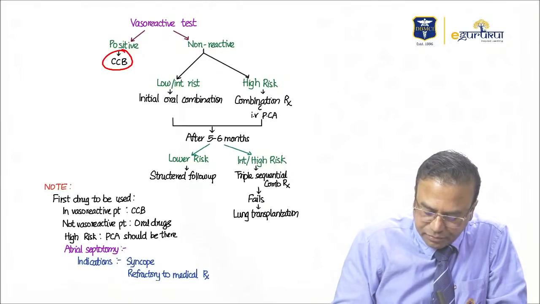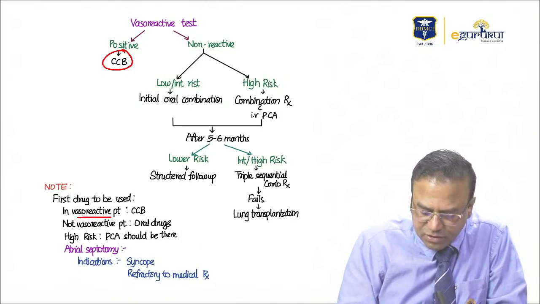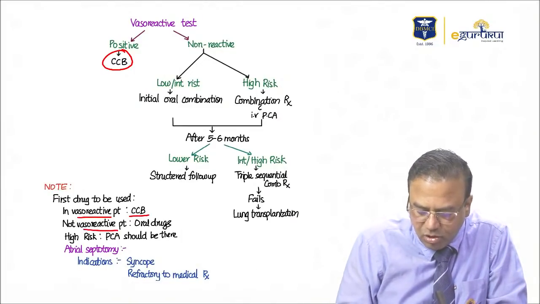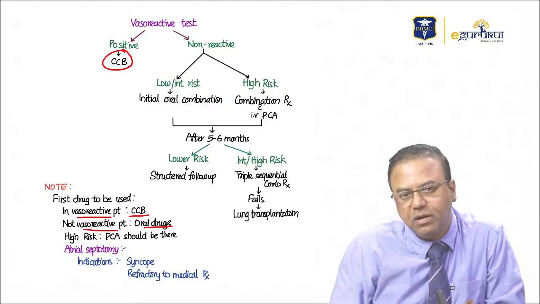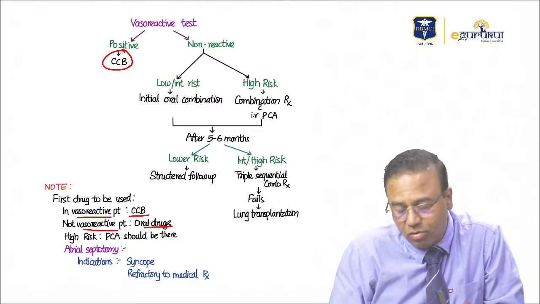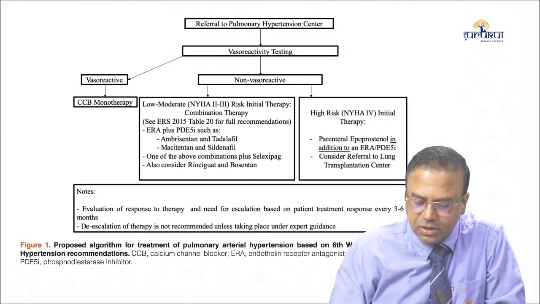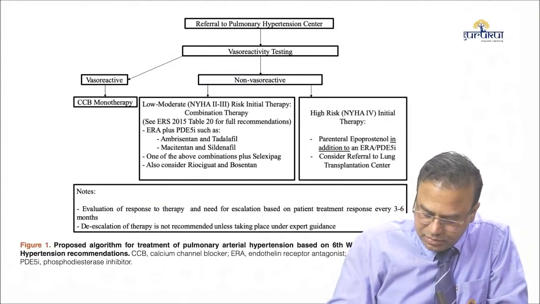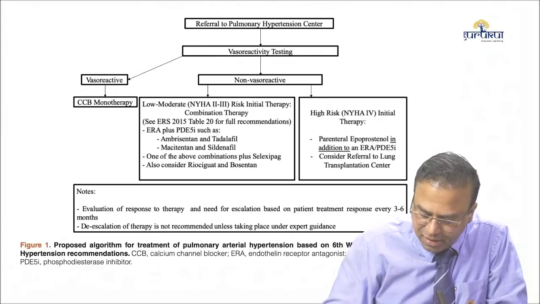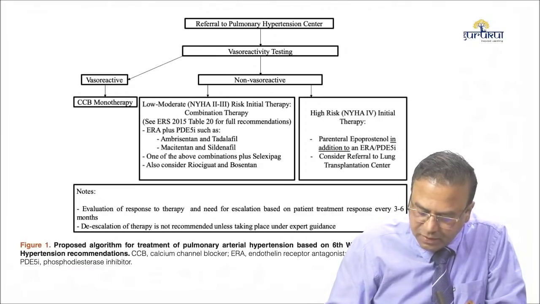Anyway, if you see, I've summarized this in my notes. Vasoreactive patients: calcium channel blocker. Non-vasoreactive: obviously the answer should be clear, an oral drug. And in high-risk patients, you are going to go for prostacyclin analogs. These are the recent updates that have come. So I've just picked it up from there.